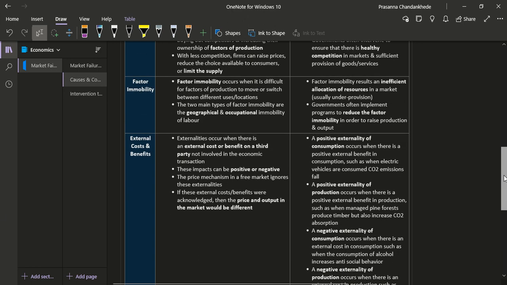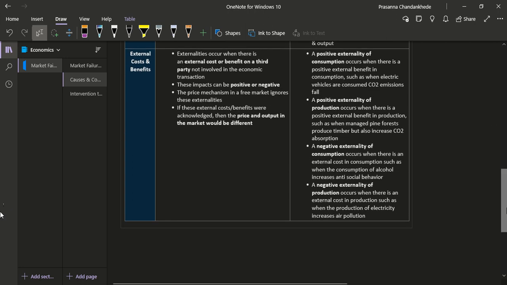Factor immobility. It occurs when it is difficult for factors of production to move or switch between different users or locations. The two main types of factor immobility are geographical and occupational mobility of labor. Factor immobility results in an inefficient allocation of resources in the market. Governments often implement programs to reduce the factor immobility to raise production and output.